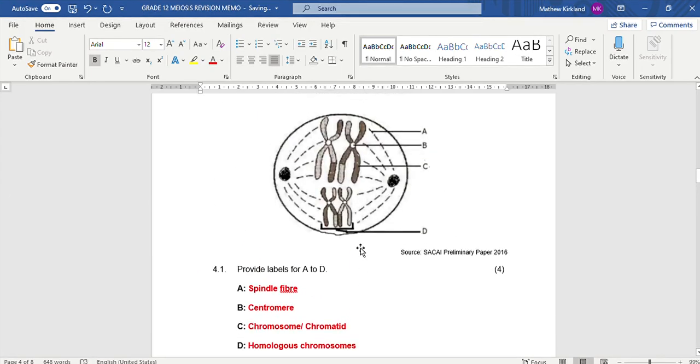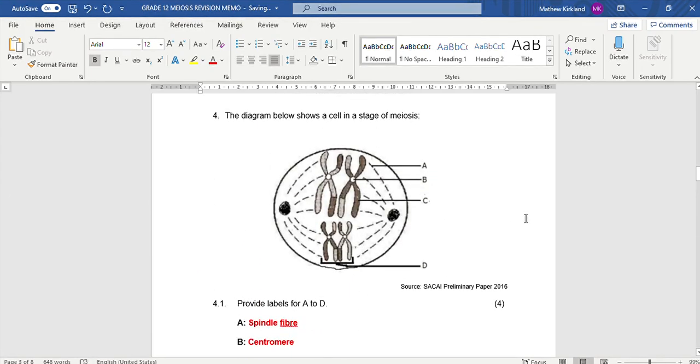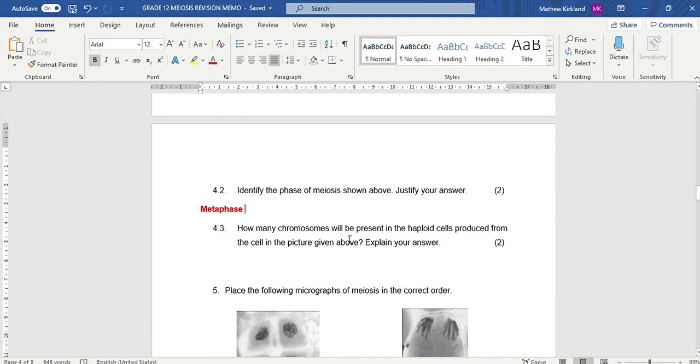But is it metaphase 1 or metaphase 2? Go back to the table. Look at the difference between metaphase 1 and metaphase 2. What do we notice in this particular image? They are lined up in 2 rows. They are lined up in their homologous pairs. So what does that mean? It must be metaphase 1. So that is really part of the justification of our answer.